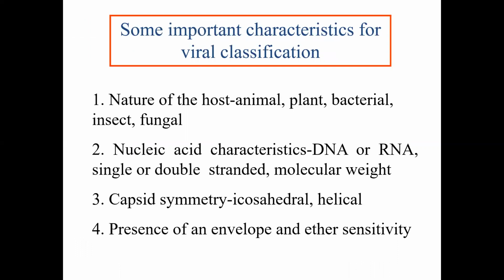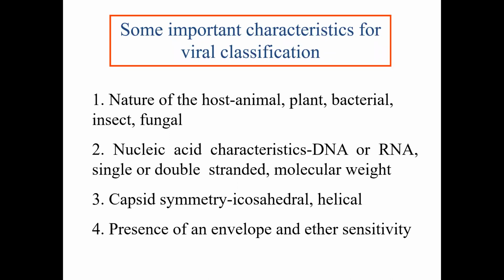So we spoke about viral structure, we spoke about the capsid and core. All of these things can be used as important characteristics for viral classification. One of the first ways they usually characterize viruses is based on what type of host they infect. So the nature of the host: animal, plant, bacterial, insect, or fungal infections. That's why we would call different viruses human viruses or plant viruses or specific types of animal viruses. Usually they are named according to their host, right?